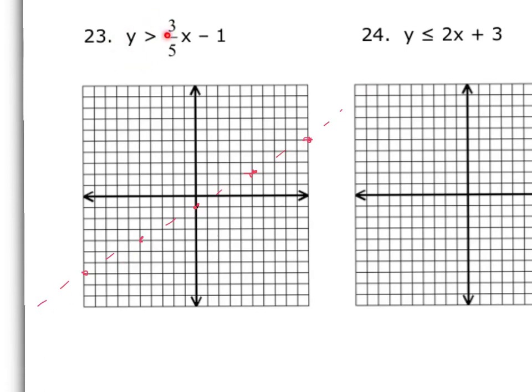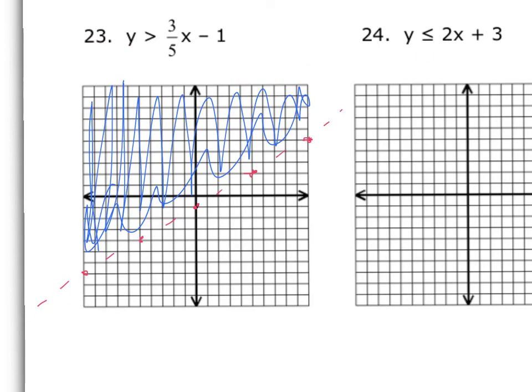Now are the values where I'm going to shade greater than the line or less than the line? Well, right here is what tells me. It says the values are going to be greater. So I will shade everything that is above the line. So we're going to shade this area. Right? And it does include everything outside of the graph forever, as long as it's above that line.